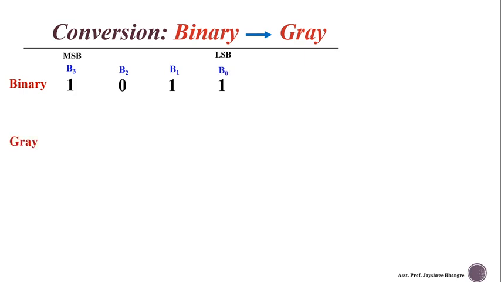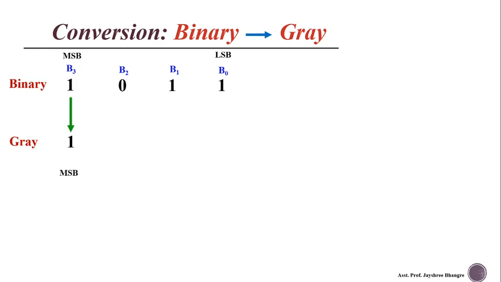When we want to convert this binary number into its equivalent gray code, the first rule is to write the MSB of binary as the MSB of the gray. So B3 is equal to G3.